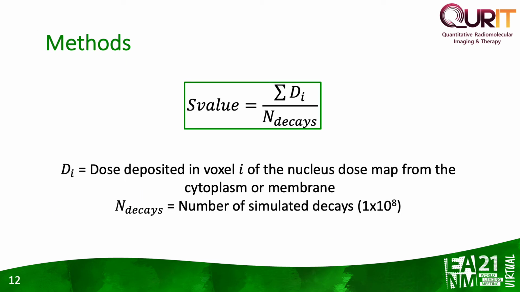To calculate the S value, we summed the dose deposited in each voxel i of the nucleus dose map of each model separately for the cytoplasm and the membrane, and we divided this value by the number of simulated decays, which as mentioned was 1 times 10 to the 8.